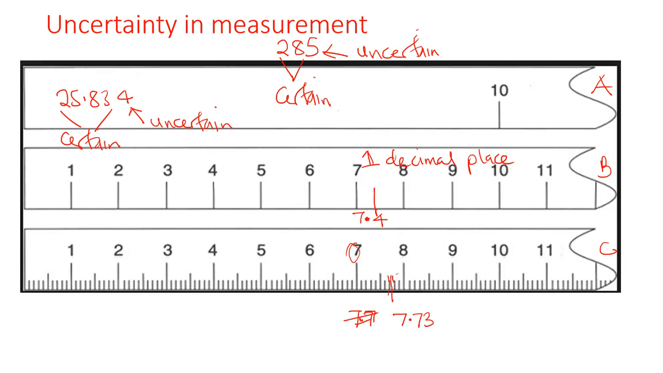If you are measuring using ruler A, I don't want any decimal point, because for this one the uncertainty is 1. So you can just say this is 7. This measurement you cannot have 7.5. That's impossible, because it doesn't allow you to give this one a decimal point. So we need to take note of that.